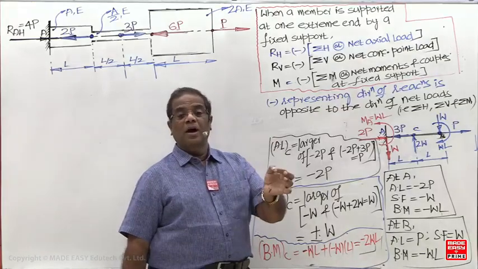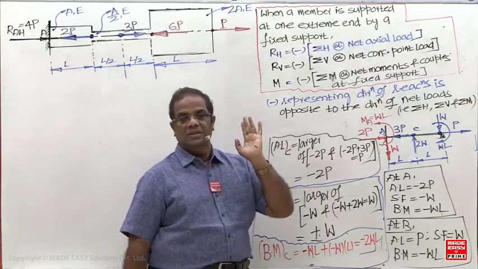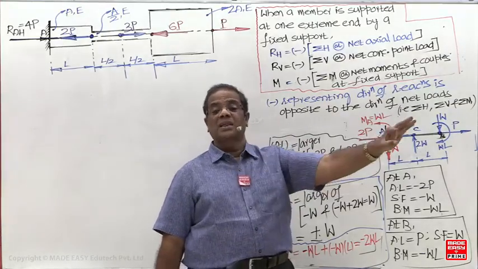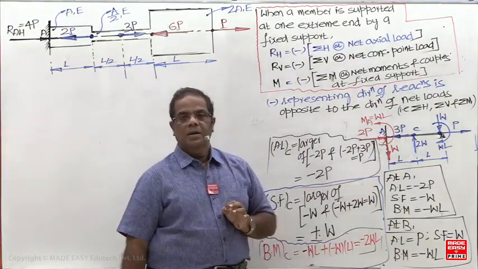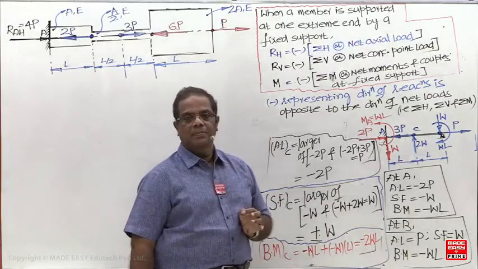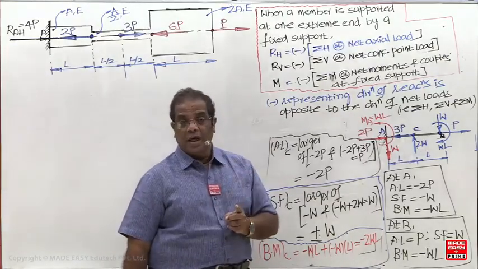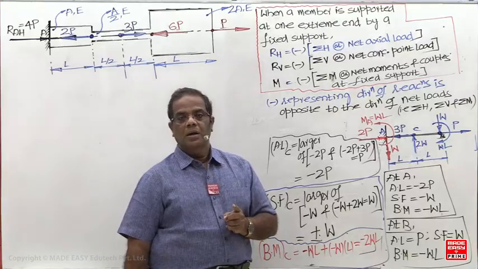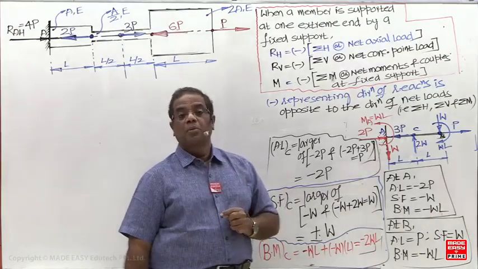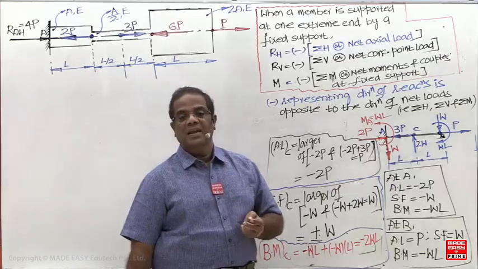Axial load depends only on the horizontal reaction. That is, if the horizontal reaction is incorrect, only the axial load is incorrect. Shear force depends only on the vertical reaction. Bending moment depends on both the vertical reaction and the moment reaction.